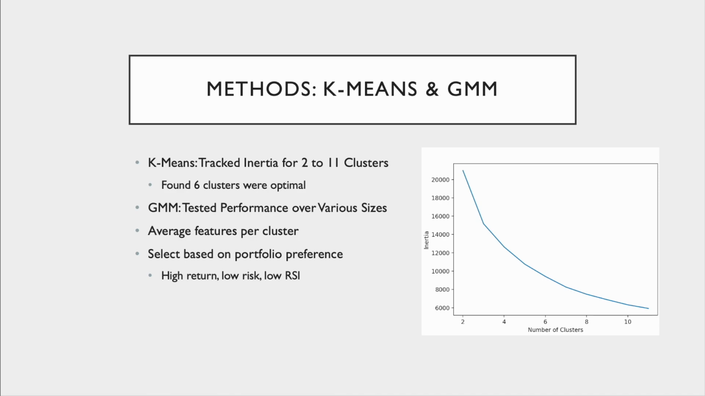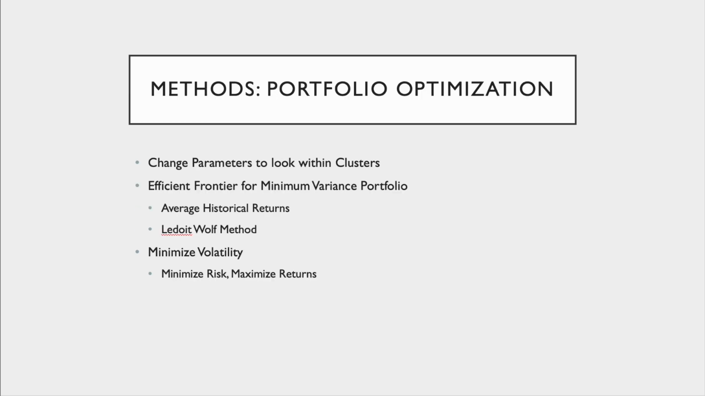For our clustering methods, we chose to use k-means and GMM. For k-means, we tracked inertia from 2 to 11 clusters to find that 6 clusters was the optimal choice in running the algorithm. For GMM, we tested performance over various numbers of clusters and found that 6 was also similar in performance. We calculated average features per cluster in these clusters and then selected stocks from clusters based on portfolio preference for our team, meaning high return, low risk, and low RSI.